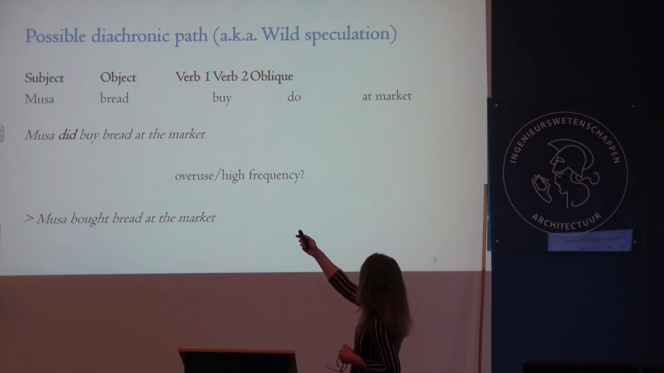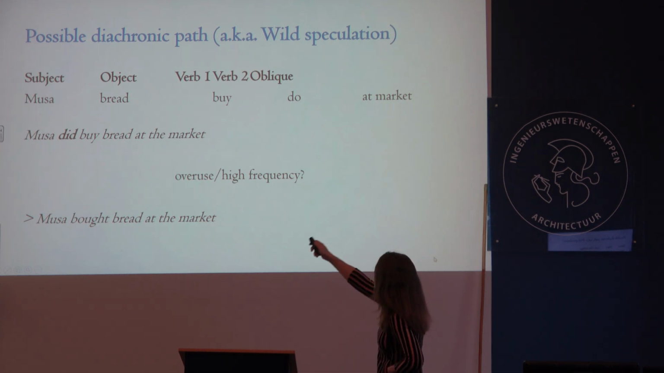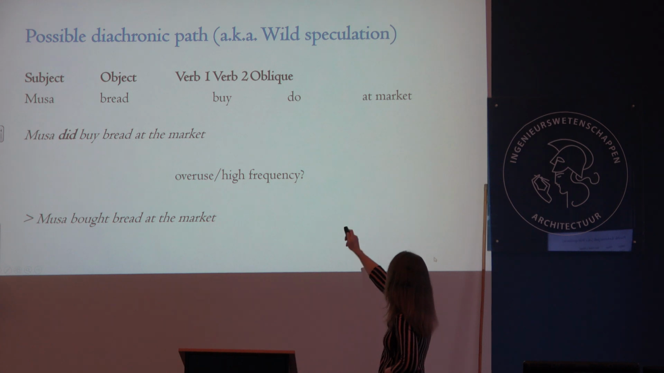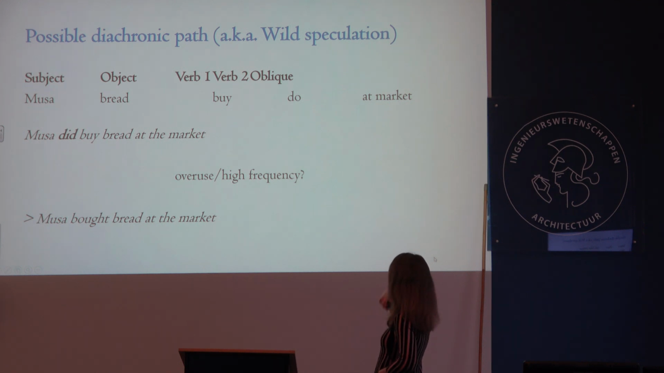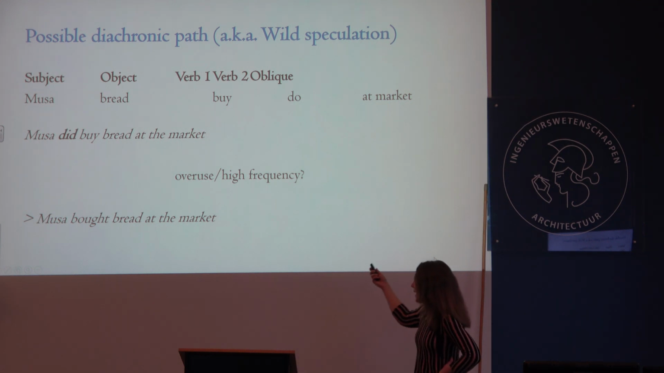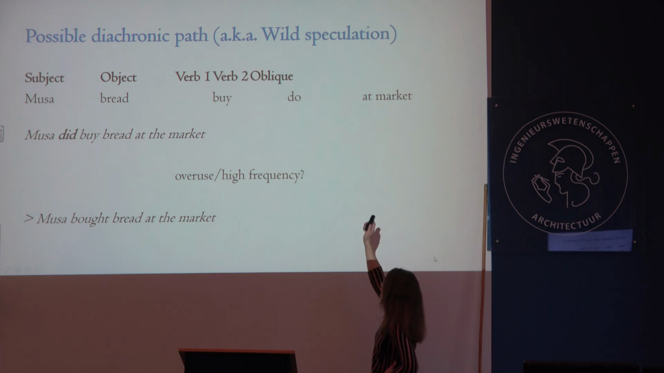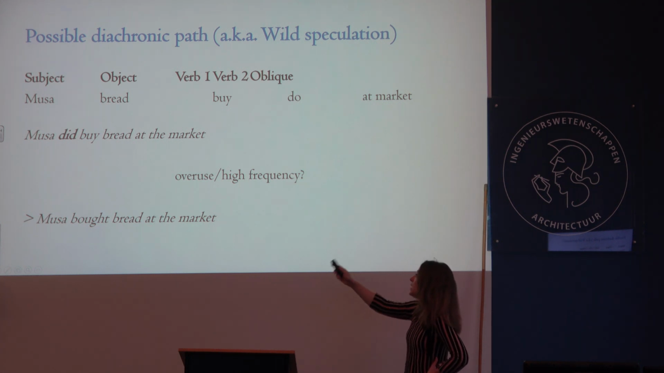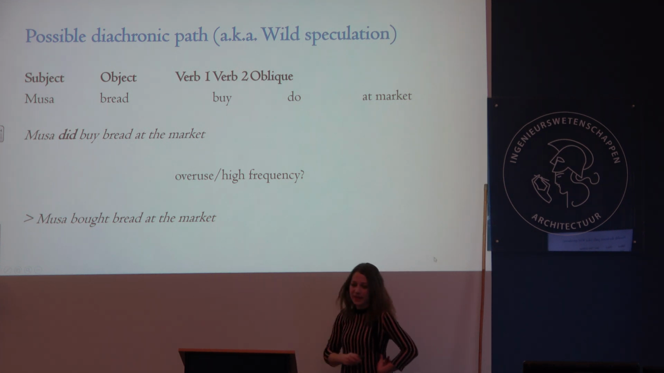So I'm going to tell you, if the order was subject, object, verb 1, verb 2, oh, they got moved, oblique. So we started out with something like "Musa, bread, buy, do" in the serial verb construction, "at market." So originally that meant Musa did buy bread at the market, and then because of overuse or high frequency, it just got reanalyzed somehow to mean that we needed that verb that then cliticized to the main verb and then became a suffix to just introduce the locative argument.